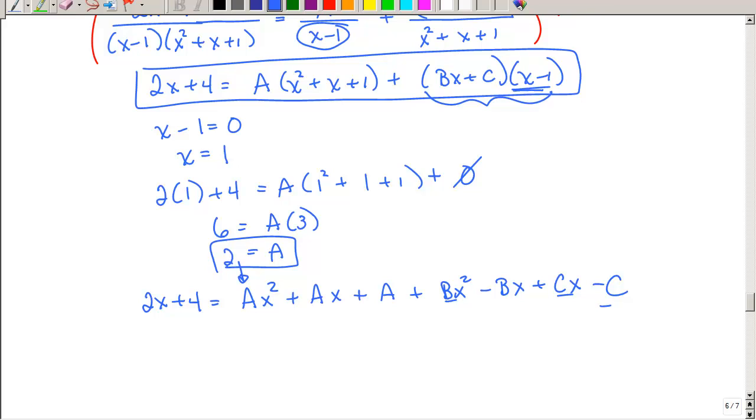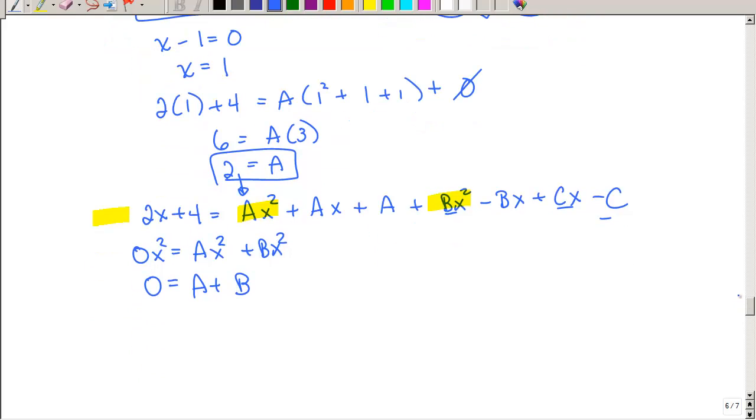I think I'll go with my x squares first. I have none over here, a and b. So I have 0x squared equals ax squared plus bx squared. That's nice. Why is it nice? Because I know a is 2. So that means b is negative 2. That's pretty good. So I just need c.